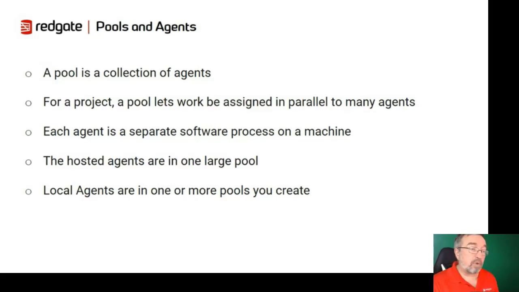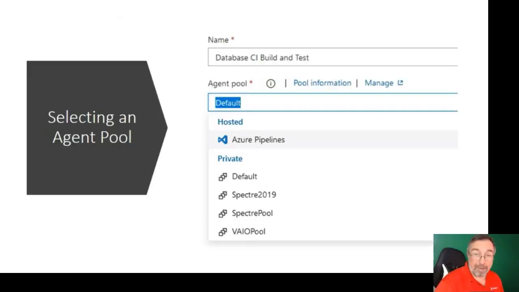So in the example on your screen, we've got one hosted with all the Azure pipelines and 4 different pools that are private. So we've got a default, which if you don't pick a pool, that's the one that's going to get used. Spectre, the Spectre pool, and then the VIO pool. And so each of these is a different pool that's going to have a different set of agents going to different servers, and you can assign them different work depending on what you're doing within the system, which makes it very flexible. Again, it's the flexibility of it, I think, is probably the biggest power we have.